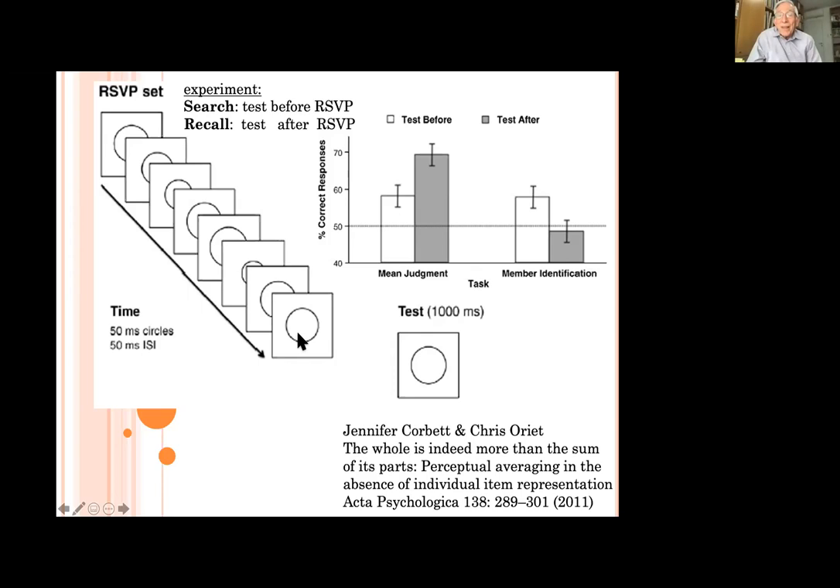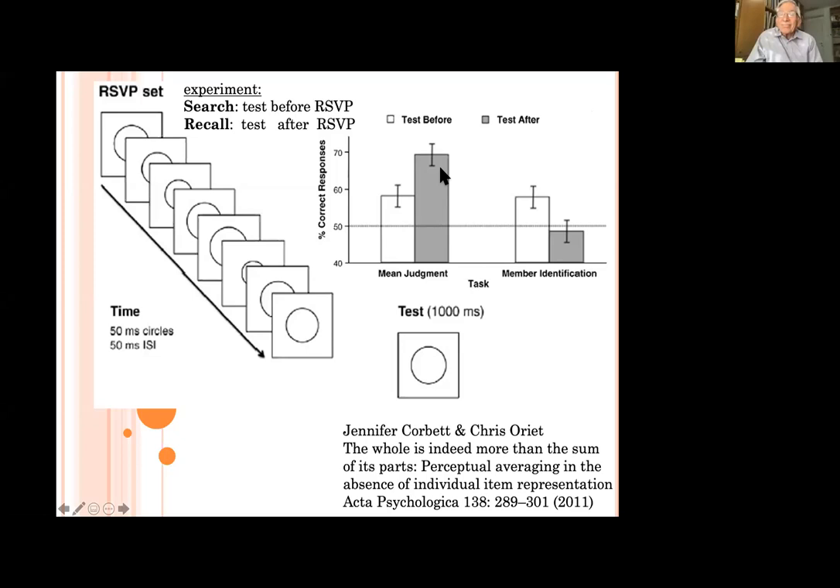And if you show it before, you say, okay, I'm going to show you now a series. Tell me if the mean is going to be the same or different than this, or tell me, is it there or not? And in both cases, you get almost 60% correct. It doesn't matter if you're asked about the mean or the membership. But if you first show the series and then ask them, was this shape there? That's the member identification. They're way down to below 50%, or just 50%, let's call it. Or if you ask them instead, is this bigger or smaller than the mean? They're much better, okay?